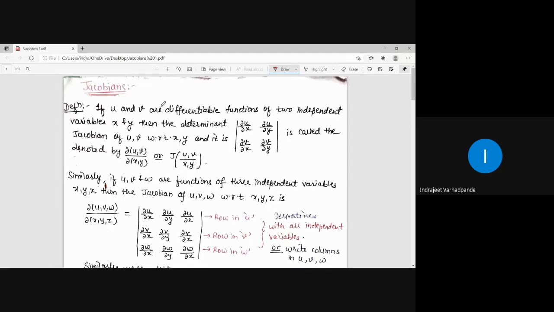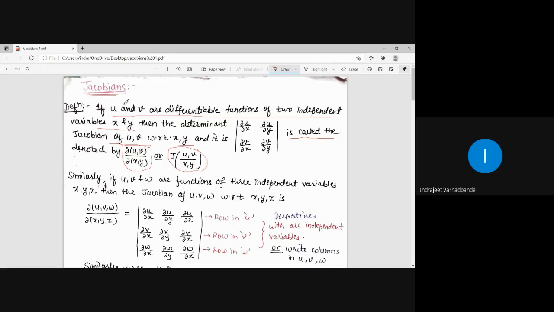Here the definition goes: if u and v are differentiable functions of two independent variables x and y, then the determinant del u by del x, del u by del y, del v by del x, del v by del y is called the Jacobian of u and v with respect to x and y, which is denoted by del of uv upon del of xy, or it is written as Jacobian of uv upon xy.